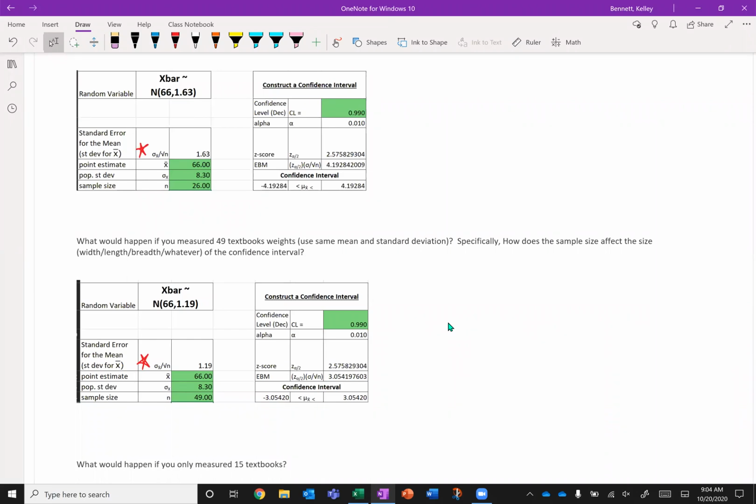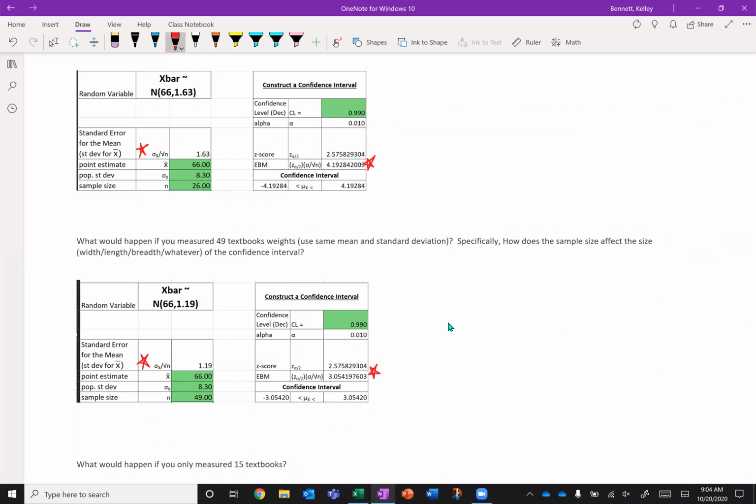shows us that when we had 26 as our sample size, our standard error was larger than when we had 49. So because our error bound for the mean and our margin of error is directly proportional to the standard error of the mean, if I have a large standard error of the mean, I'm going to have a larger margin of error. And that's exactly what we see. We see that our error bound for the mean, or our margin of error, is 4.19 versus, in the case with the larger sample, it was 3.05.